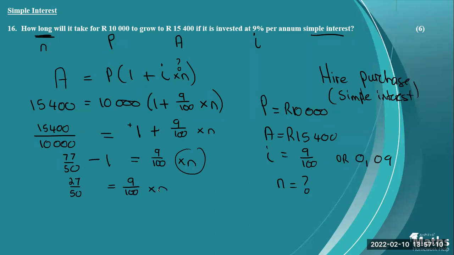Okay, we need to get n alone. So what must we do? We must literally divide with 9 over 100. We're going to do it on the calculator. So on the calculator, you just type in your fraction. You still have it there on your calculator. Then you type divide and you type in fraction 9 over 100. Okay? So it's divide, fraction symbol, 9 and 100. And you go equal. That's going to give me 6. So that means it's going to take 6 years for this investment to grow up to an amount of 15,400.